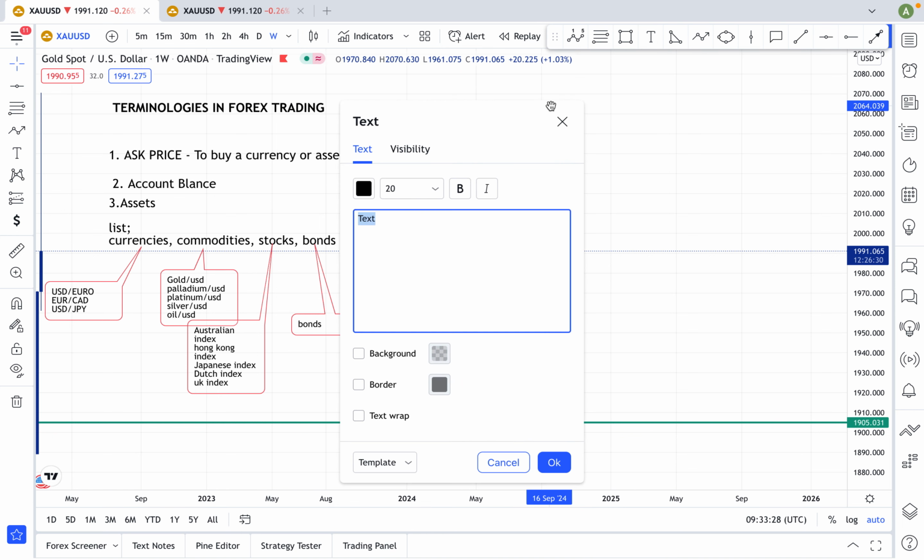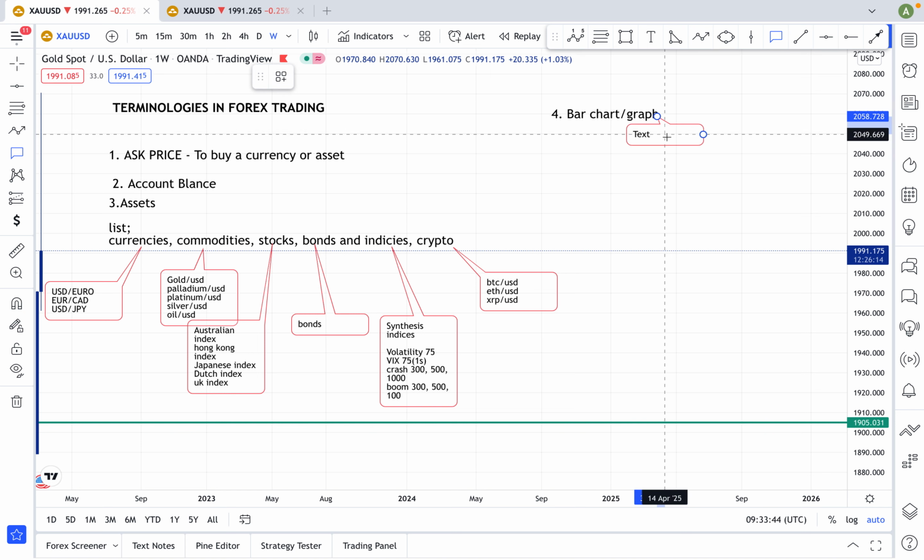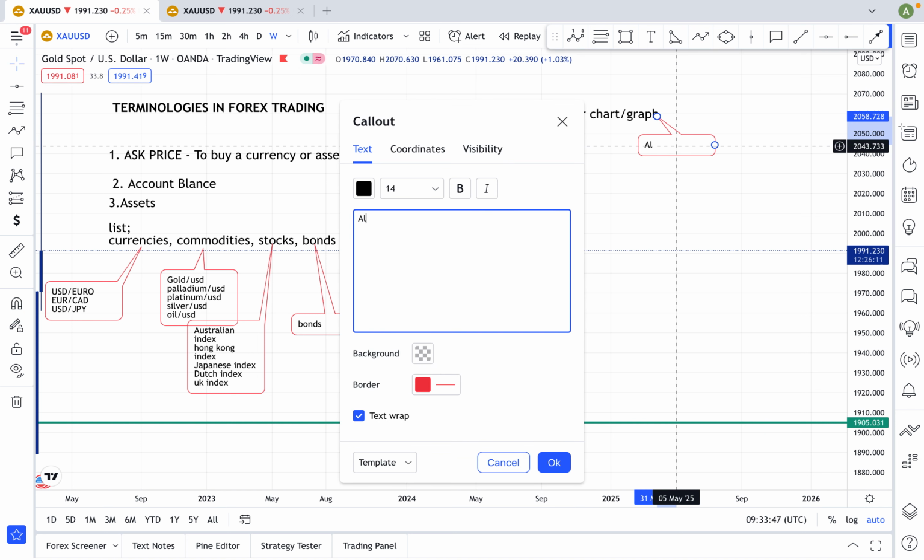So number 4, bar chart or graph. Bar chart or graph. Okay, this is also known as OHLC. And what is the meaning? It means open, high, low, and close.